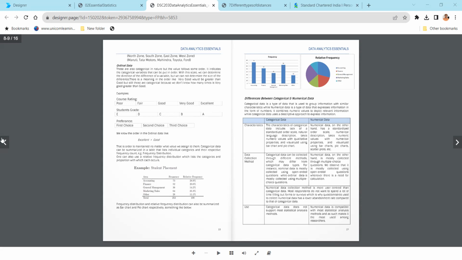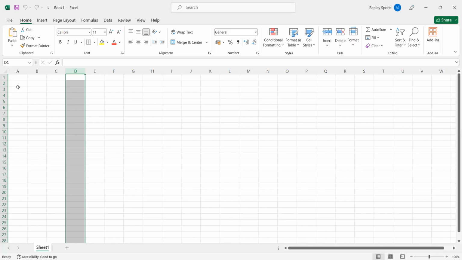Let's say we're talking about data from a college. So there's a college, and they have, let's say, 10 students, or 100 students. Okay, let's say they have 100 students.